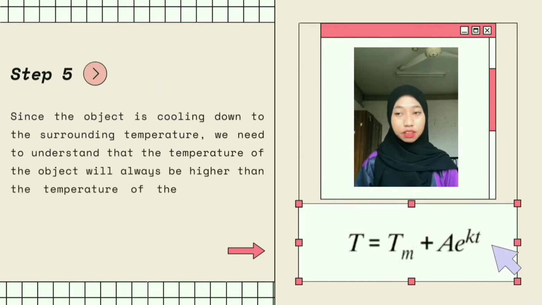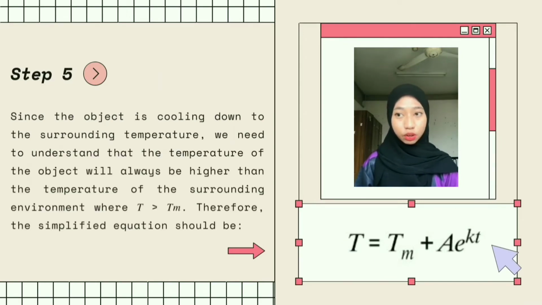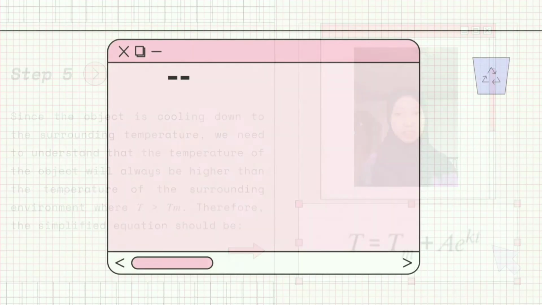Step 5. Since the object is cooling down to the surrounding temperature, we need to understand that the temperature of the object will always be higher than the temperature of the surrounding environment, where T is greater than Tm. Therefore, the simplified equation is T equals Tm plus A e to the power of Kt.